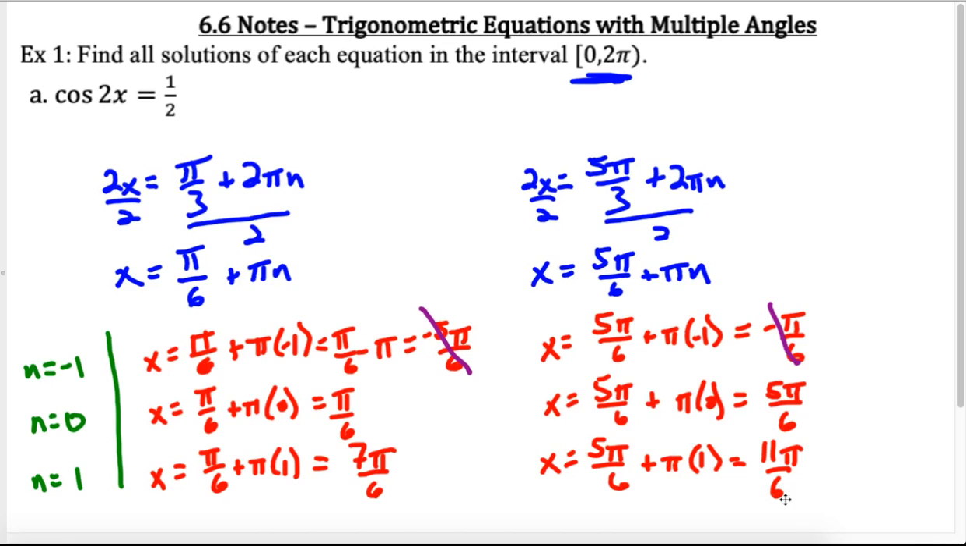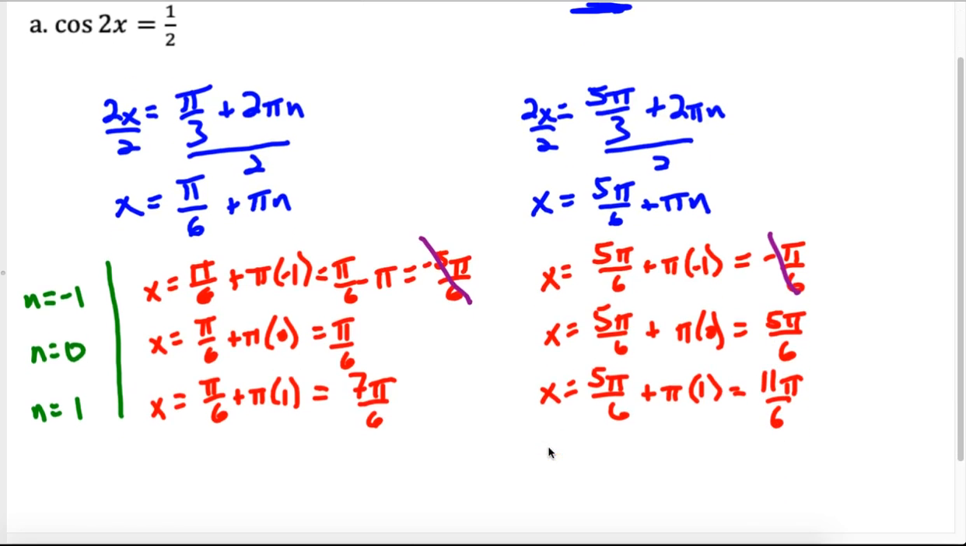Now, to do this in your head, you just want to see if this value is less than 2 times the denominator, essentially. That would give us 2 pi. So 12 pi over 6 would be 2 pi. 11 pi over 6 is less than that. So that is an answer.